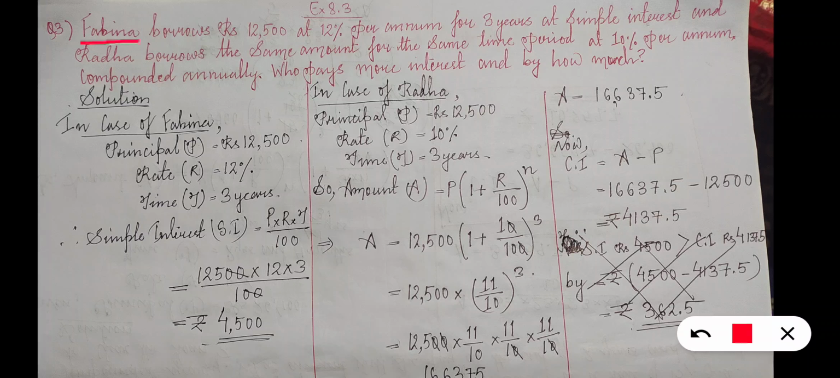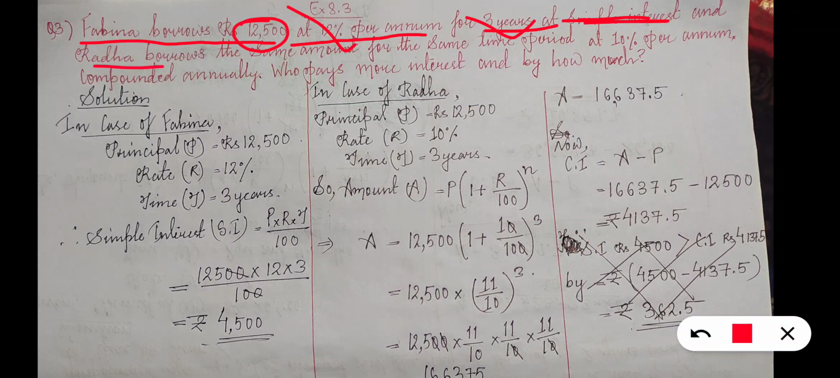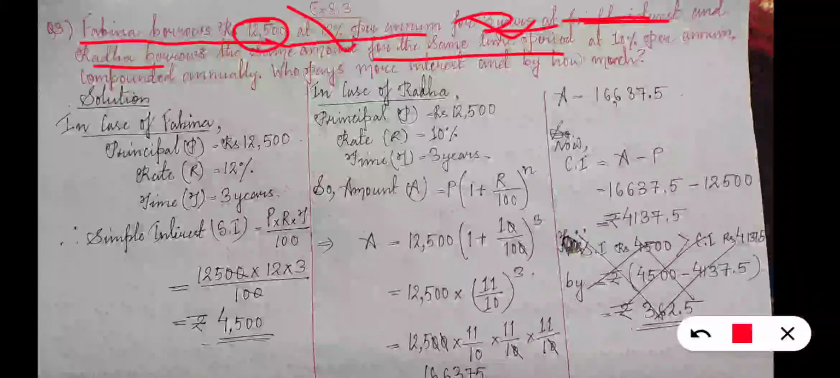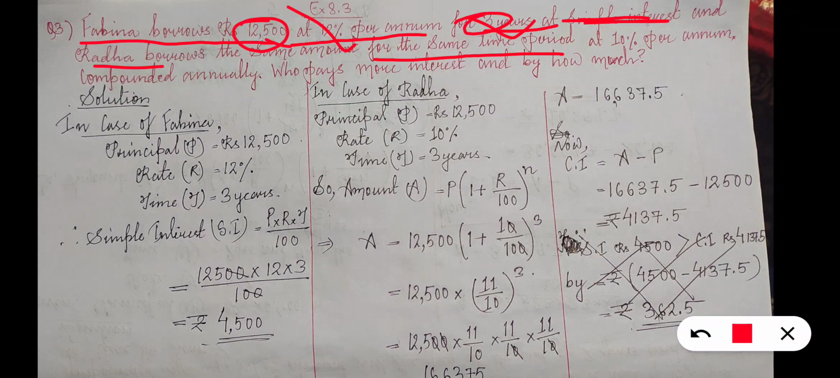Let's read the question. Fabina borrows rupees 12,500 at 12% per annum for 3 years at simple interest. So Fabina borrows 12,500 at the rate 12% for 3 years at simple interest, not compound interest. And Radha borrows the same amount, 12,500, for the same time period, that means for 3 years, rate is 10% per annum compounded annually. Radha borrows at compound interest.